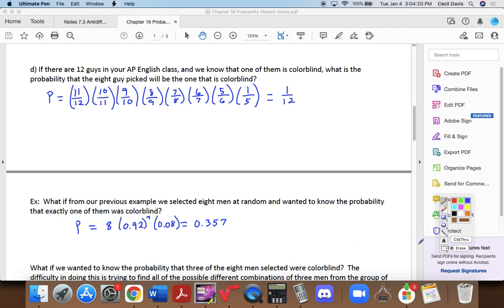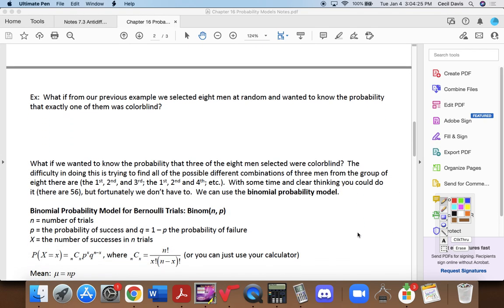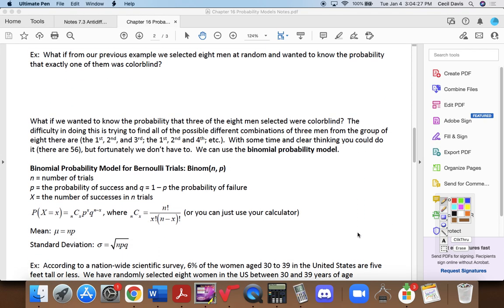So this is getting into a different idea. What if we want to know the probability that 3 of the 8 men were colorblind? That gets a lot more difficult because you have to think of, well, what are all the different ways I could have 3 different men colorblind? It could be the first, second, and third. It could be the first, second, and fourth. It could be the first, second, and fifth. And you could go crazy trying to list all of those.